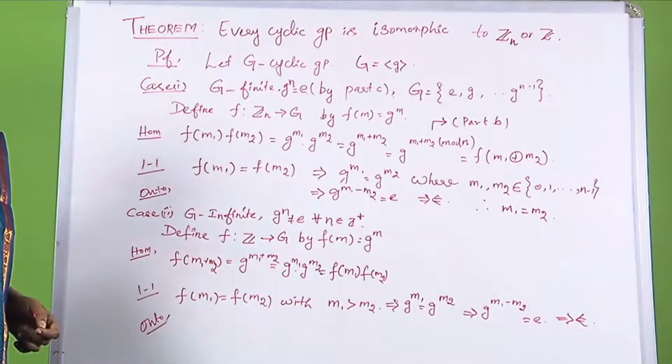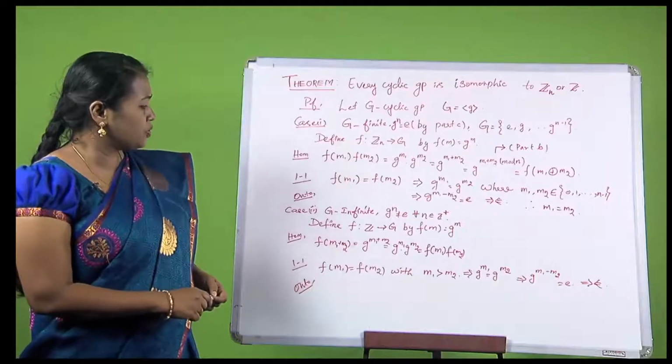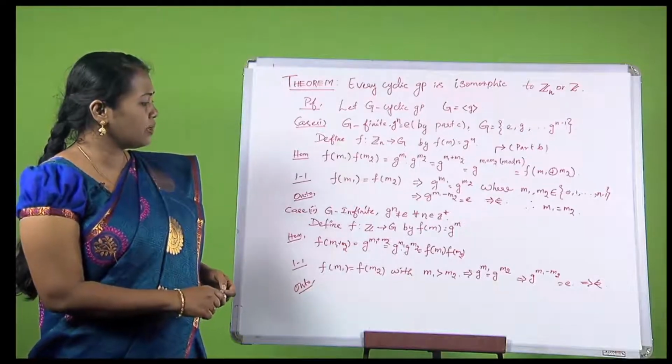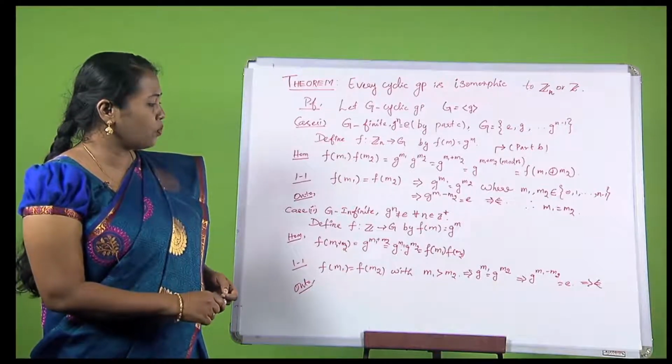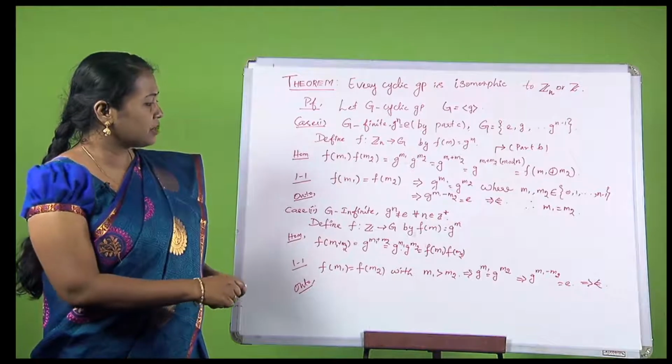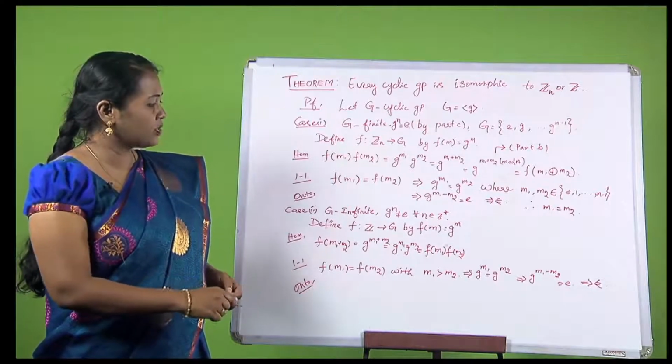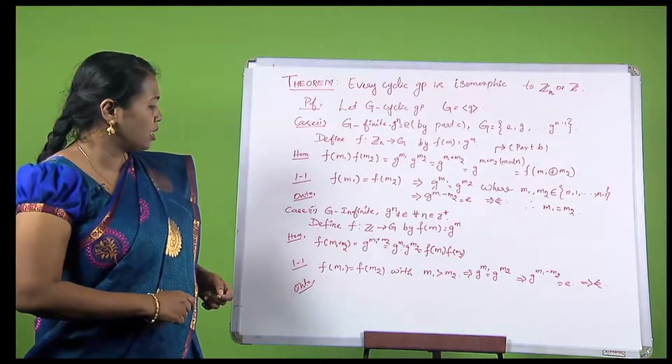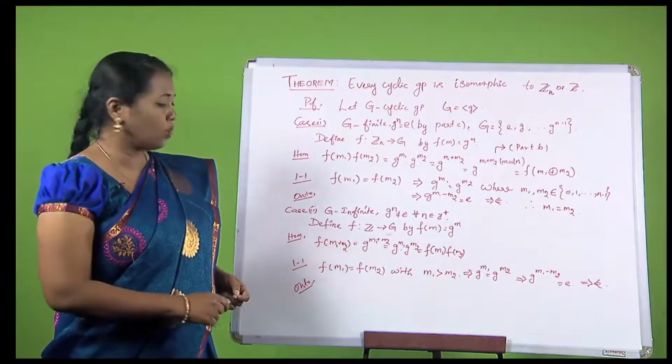So let us check for the homomorphism property. f of m1 plus m2 is equal to g of m1 plus m2, that is g of m1 times g of m2. This is obvious because it comes straight from the mapping itself. So f of m1 times f of m2, therefore the homomorphism property holds.